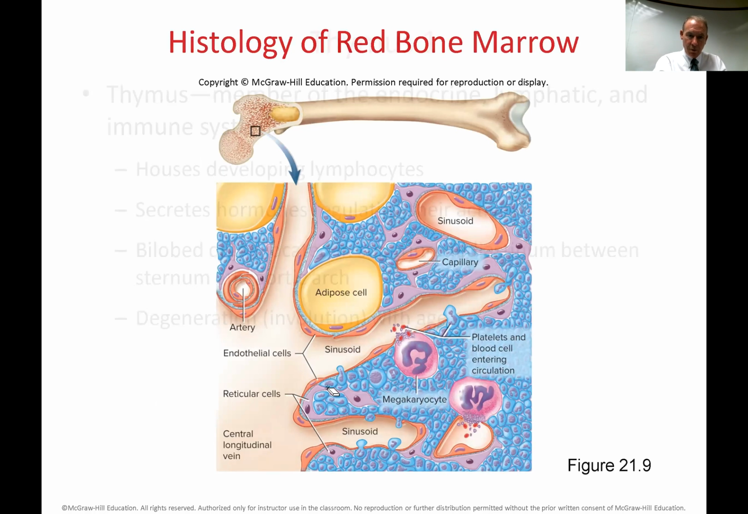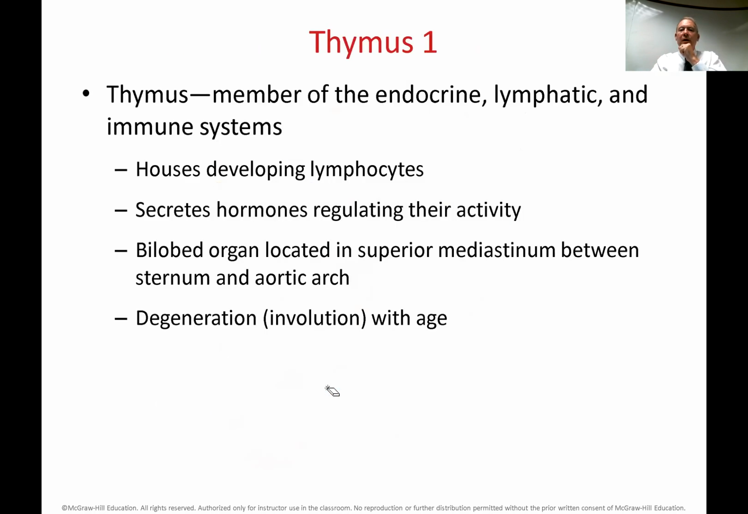Okay, we're moving on. Thymus. Thymus is one of those multi-purpose organs. It's in the mediastinum within the thoracic cavity. Thymus is part of the endocrine system, which means it produces a hormone called thymosin. It's also part of the lymphatic system. It's also part of the immune system. As I told you, the thymus is fairly large in the newborn, and then as we get older and older, it shrinks, shrivels.